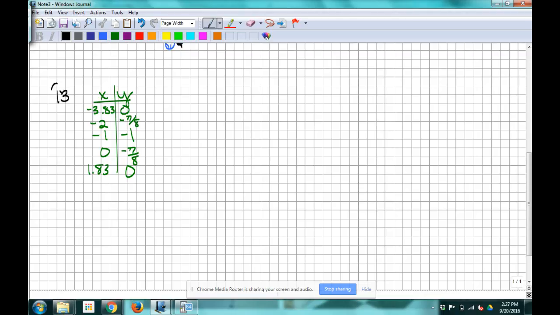This is number 13. I don't need a really big coordinate plane here to get this quadratic on there because everything's kind of close to the origin. And plot those points, -1, -1's right there. 0, -7/8, would be about right there. -2, -7/8, about right there. 1.83, about there. -3.83 is about there.